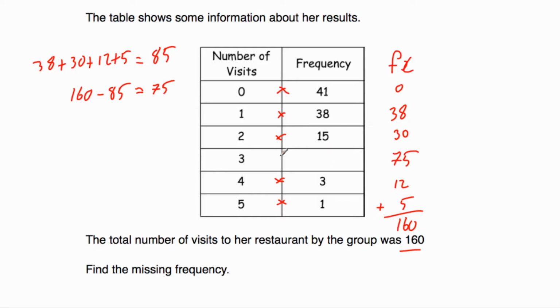Remember, we've done 3 times this number to give 75. So 3 times 25 is 75, but doing 75 divided by 3 is equal to 25. So that means there must have been 25 people here. So she's asked 25 people, and they've each said 3 visits in total.